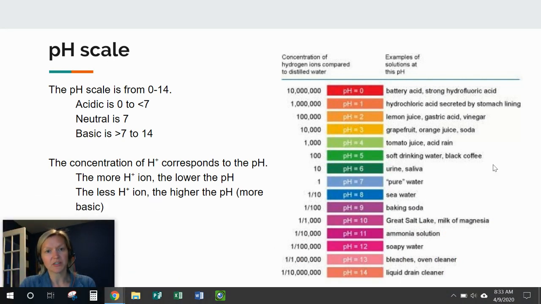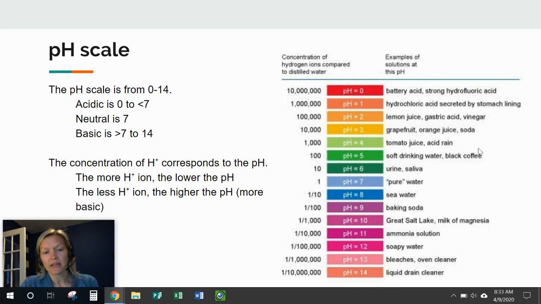Little reminder about the pH scale. It runs from 0 all the way up to 14. There's a misconception that 0 is not part of our scale. It is. Our acids are below 7, so 0 all the way up to 6.99 repeating. Neutral is 7.0 and only 7.0. It's nothing greater or less than that. Basic is greater than 7 all the way up to 14.